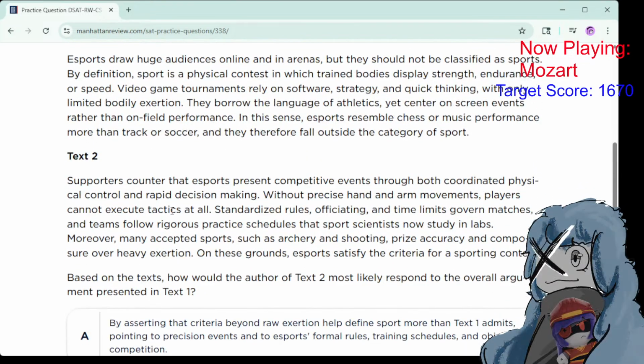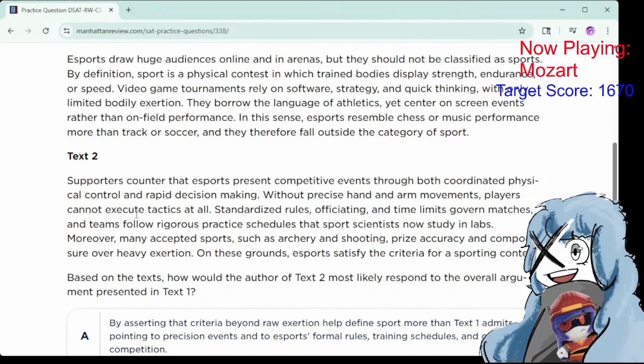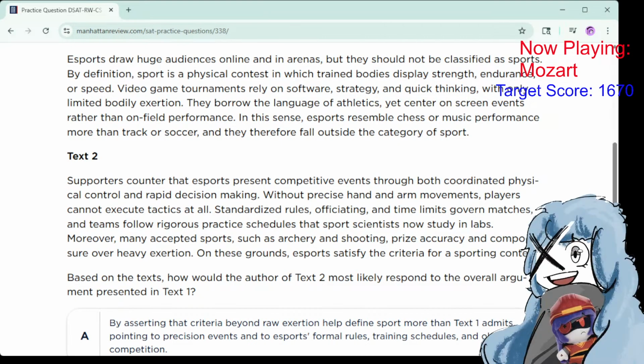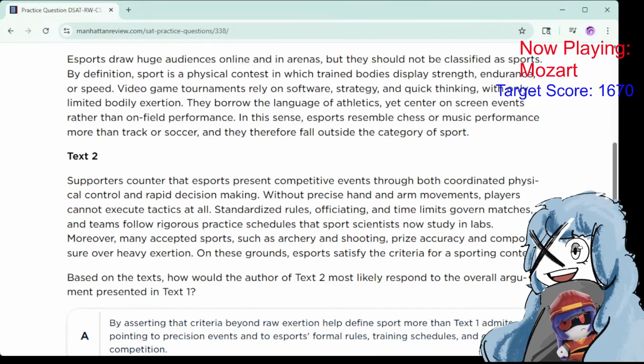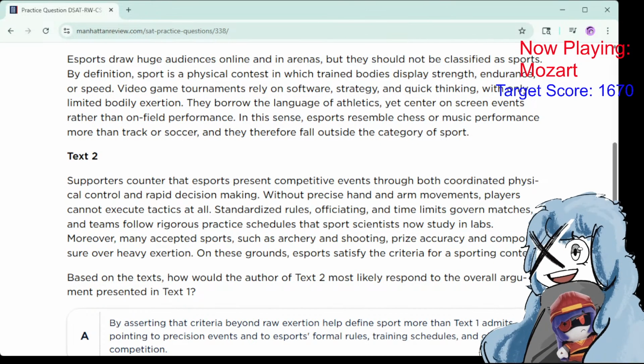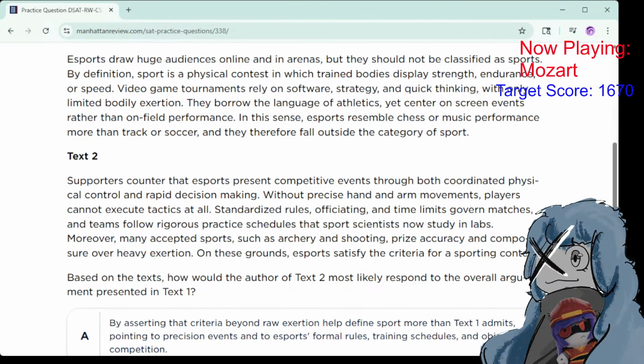Good argument, guys. And text 2, what do you have to say? Supporters counter that esports present competitive events through both coordinated physical control and rapid decision making. Without precise hand and arm movement, players cannot execute tactics at all. Standardized rules, officiating, and time limits govern matches, and teams follow rigorous practice schedules that sports science is now studying in labs. Moreover, many accepted sports such as archery and shooting prize accuracy and composure over heavy exertion. On these grounds, esports qualifies under the criteria for sporting events.